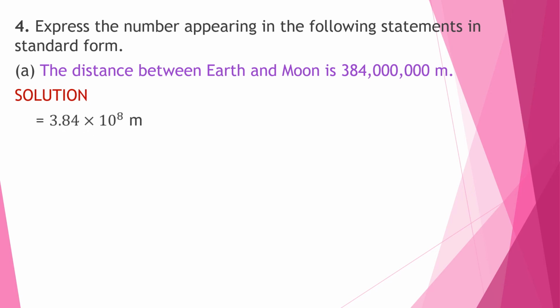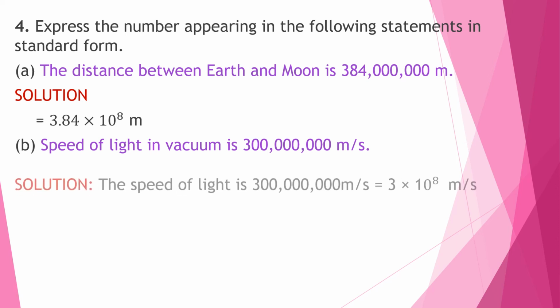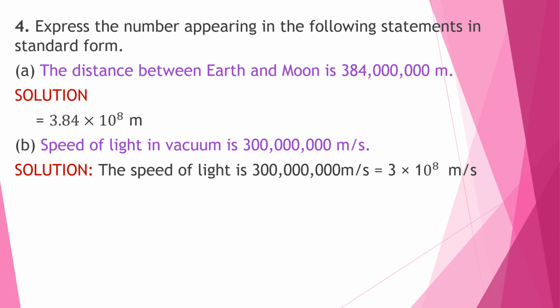Unit must be written. Second question, the speed of light in vacuum is given here in meter per second. So the standard form is after the first digit you can put the decimal point. On the right side everything is 0. So you can write it as 3 into. Count the number of digits after the first digit. There are 8 digits. So the answer is 3 into 10 raised to 8 meter per second.